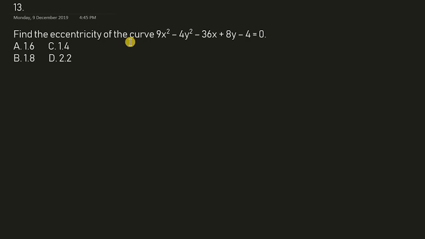Right, next problem. Problem number 13. It says here, find the eccentricity of the curve. Alright, so if you notice, let's first identify what curve this is. By identification, I can identify that this curve is a hyperbola. Okay. Why is it a hyperbola?